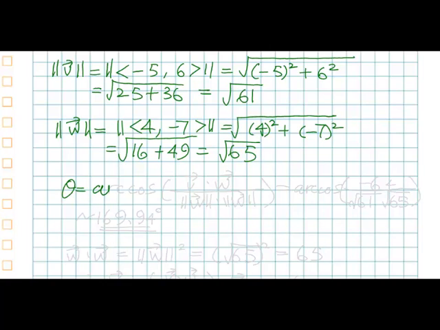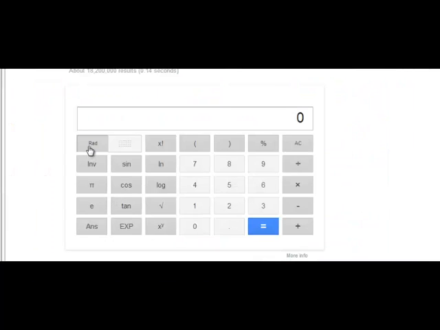The angle between the two vectors is theta, which is arc cosine of vector v dot vector w over the magnitude of vector v times the magnitude of vector w, which equals arc cosine of negative 62 over square root of 61 times square root of 65. Make sure the calculator is in degree mode.